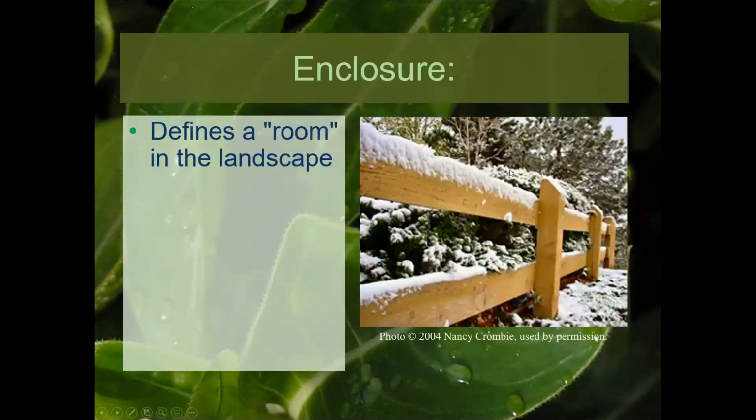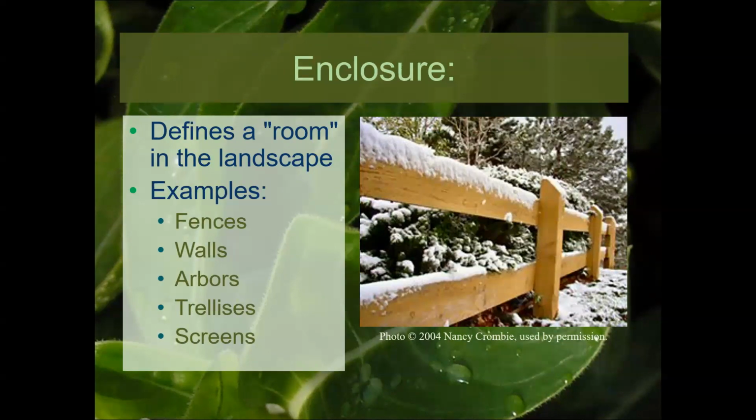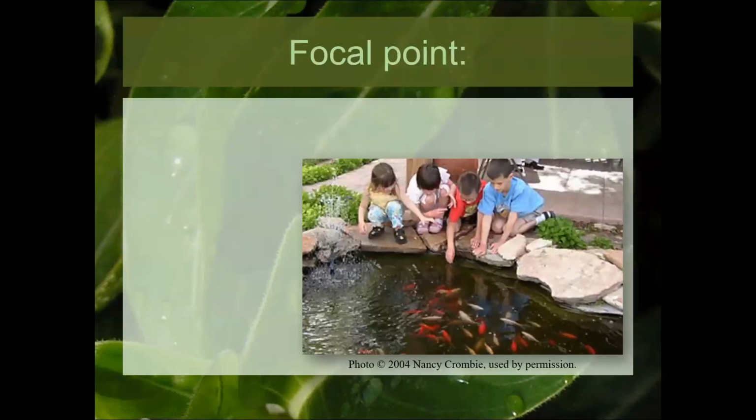Enclosures. So they define the room in a landscape. So if you see a fence all around a house, that's an enclosure. You could even count trees as an enclosure, but that's not really a hardscape material. So good examples of that would be fences, walls, arbors, trellises, and screens.